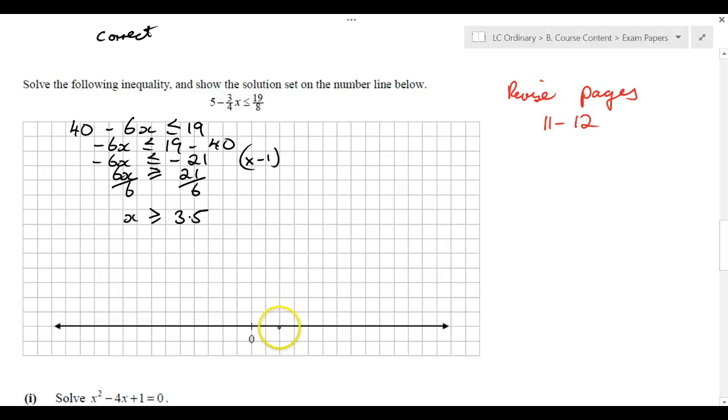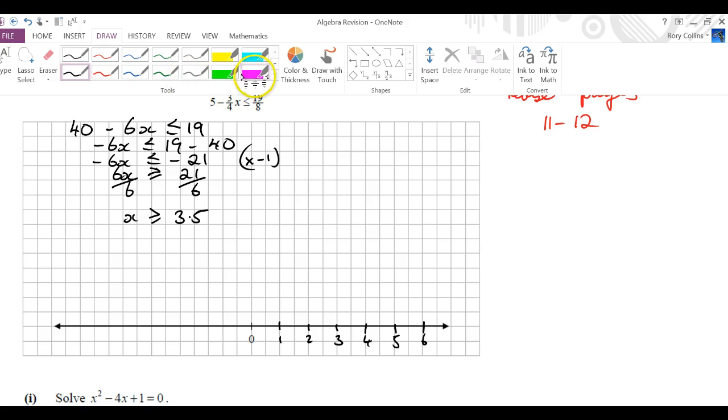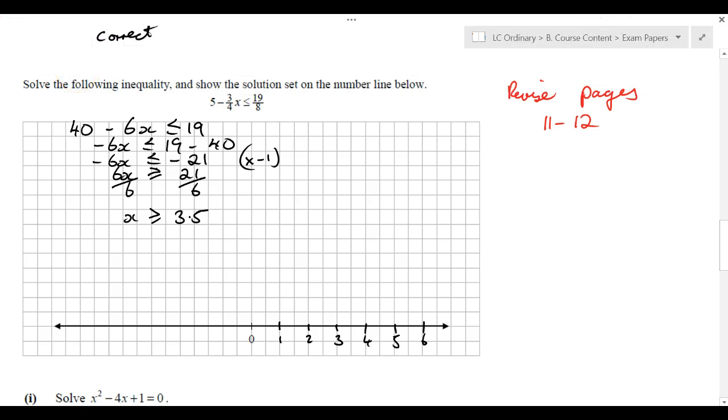So therefore I'm going to graph this now on the number line. Since x is greater than or equal to 3.5, we embolden the number line from 3.5 onwards. So 3.5, and we highlight the number line as such.